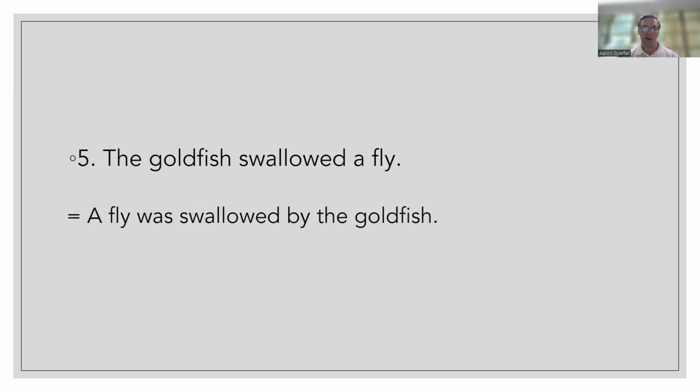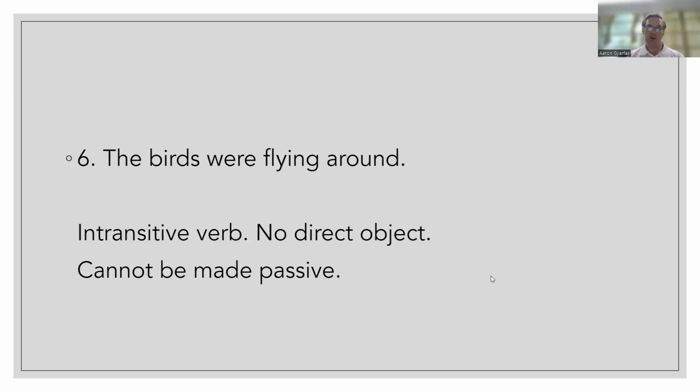The goldfish swallowed a fly. This one's usually easy for students. A fly was swallowed by the goldfish. And in the last sentence, the birds were flying around. Fly here is an intransitive verb. There is no direct object. So there's nothing to move into the subject position. This is an active sentence. It'll stay active. It cannot be made passive.